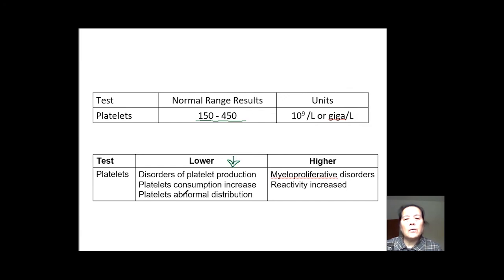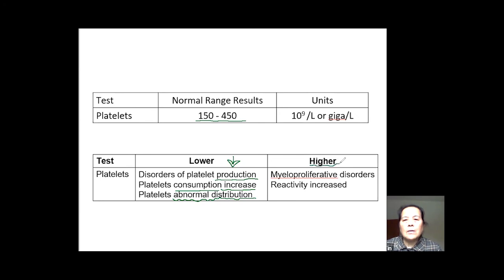What kind of situation causes low numbers of platelets? Some disorders cause less production, and some reasons cause more consumption. And sometimes platelets don't truly go into the blood circulation, they go to other tissues. So those are some reasons the number of platelets is low.